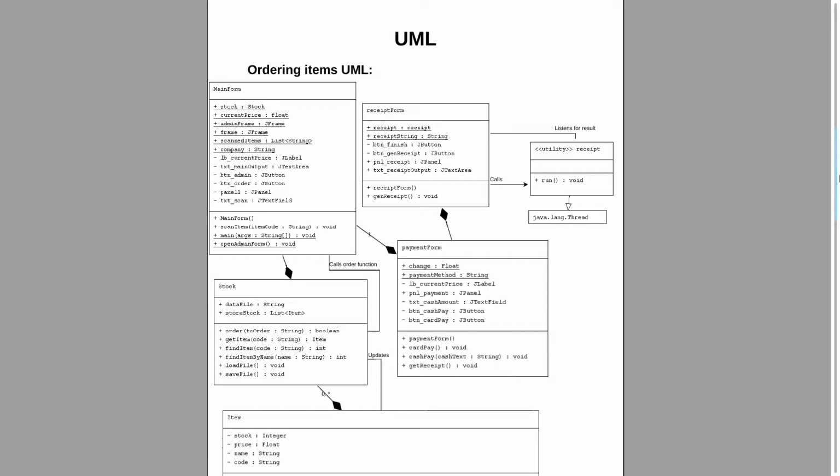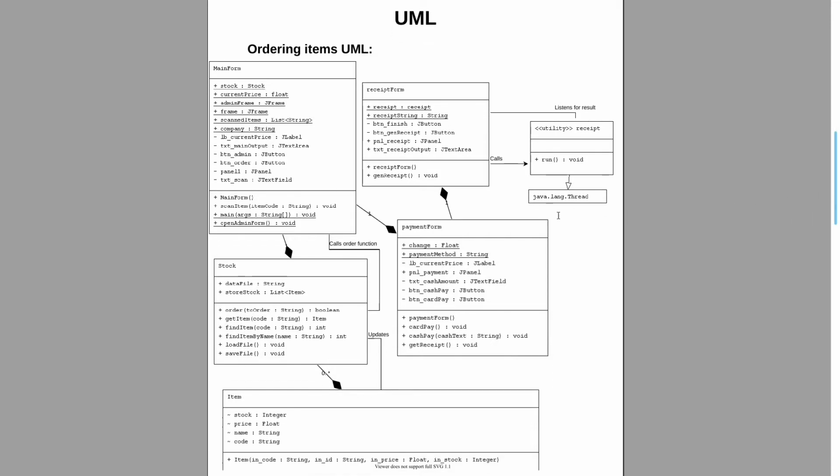This is the UML diagram portion of the video. We're going to go over the UML diagrams quickly. I will have a separate portion of the video explaining how to use the application, so I'm just going to do how all the classes interact with each other at the moment. So start off with the main form. The main form is in all of the diagrams.